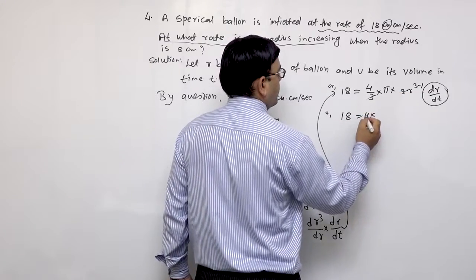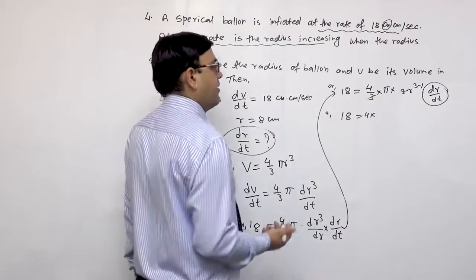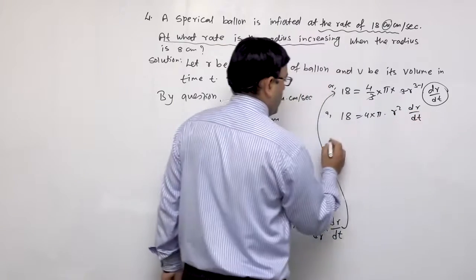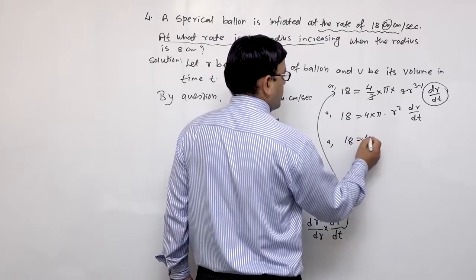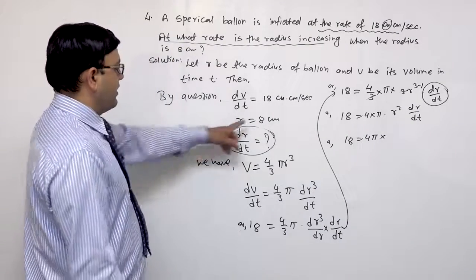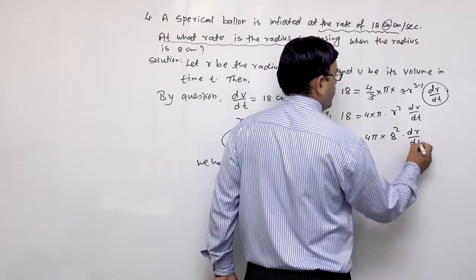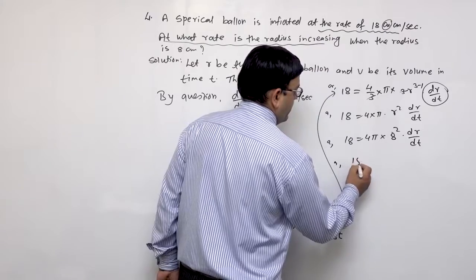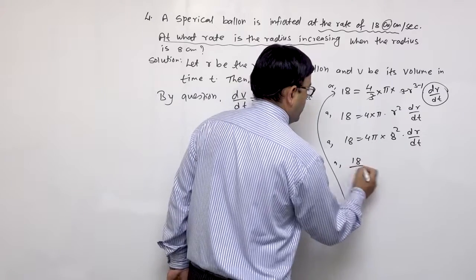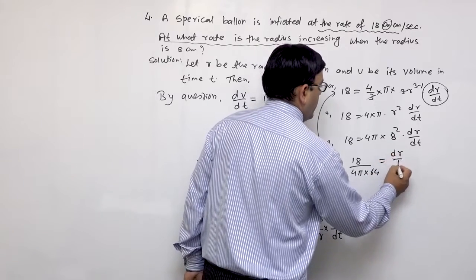18 is equal to 4 times the value of pi is not given, so we can write just pi times r squared dr by dt, or 18 is equal to 4 pi times the value of r. We have r is 8 centimeter, so 8 squared times dr by dt. We can write 18 by 4 pi times 8 squared, which is 64, is equal to dr by dt.